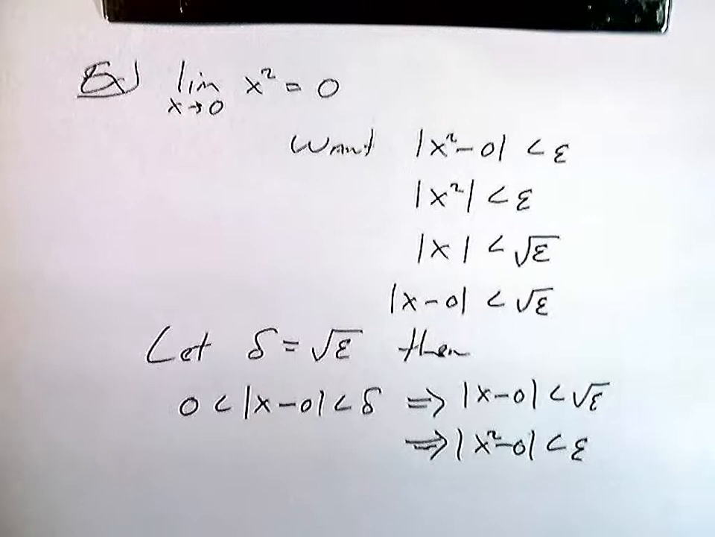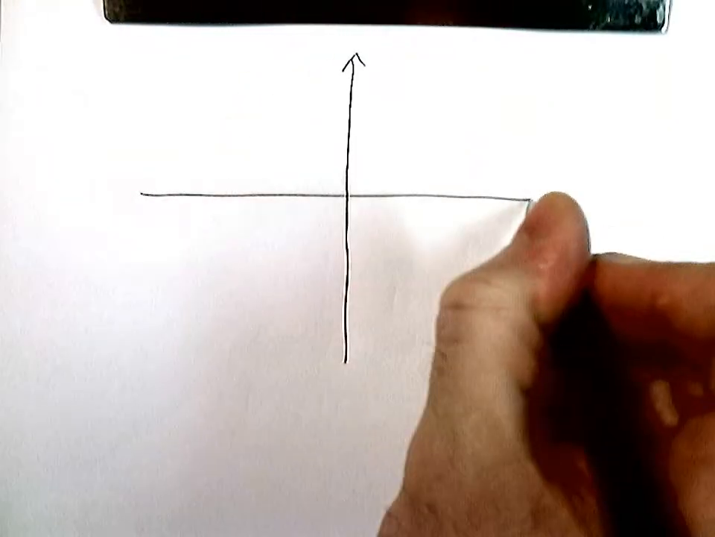Now in practice, you don't normally do the delta-epsilon proofs of these things. You use something called limit laws to prove these limits. But this is just to illustrate what's going on with our limit. And for that one too, we can think graphically. If we like, we can draw this.